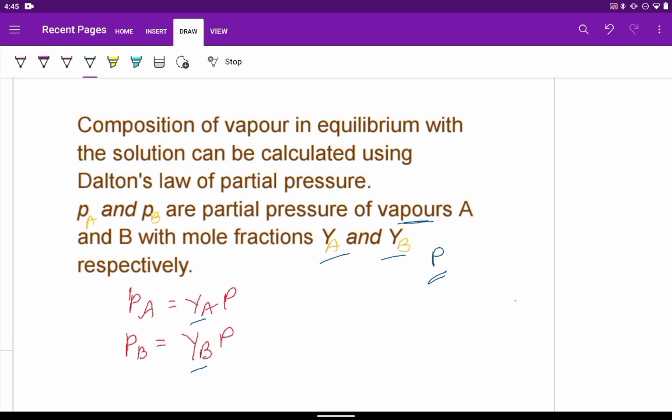So here Pa will be equal to Ya into P, where P is the total pressure. Total pressure multiplied by Ya, the mole fraction of vapor A, gives Pa. Similarly, Pb will be equal to total pressure P into Yb, where Yb is the mole fraction of vapor B.